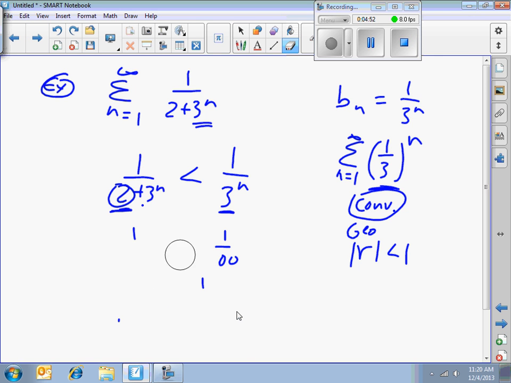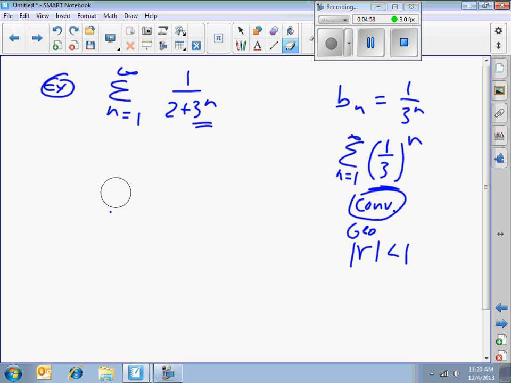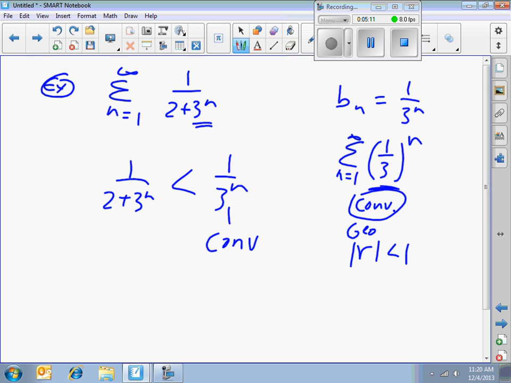So now let's look at how to set this up. Well, I should have just left that. So we have 1 over 2 plus 3 to the n is indeed less than 1 over 3 to the n. And we know for a fact that this is converging. Now, because this one's less than that, if this is heading to a number, there's no way this one can jump over that number to get to infinity, so therefore this one's converging too. So I can reach this conclusion by comparison test that the original series was converging.